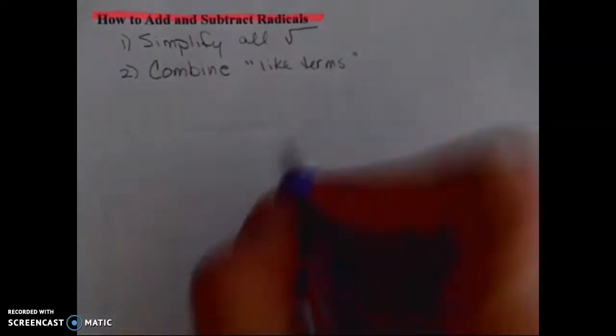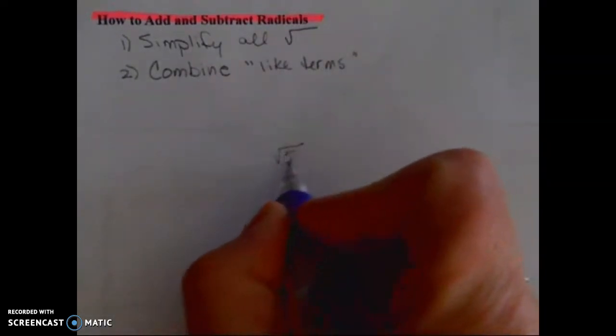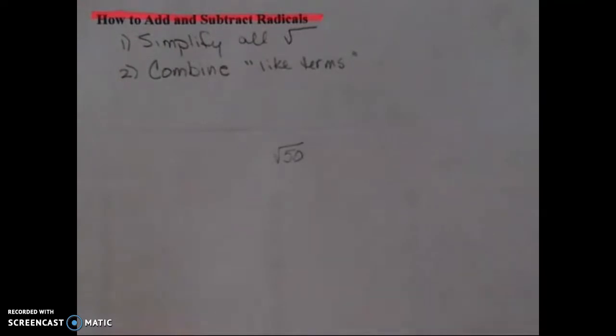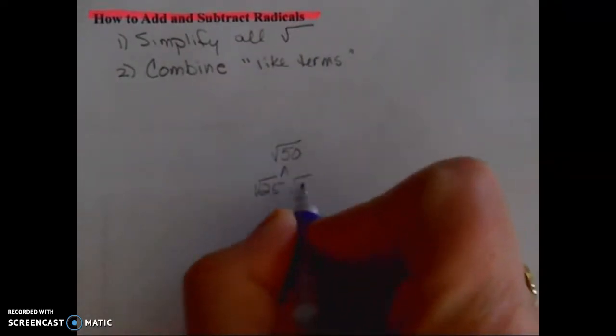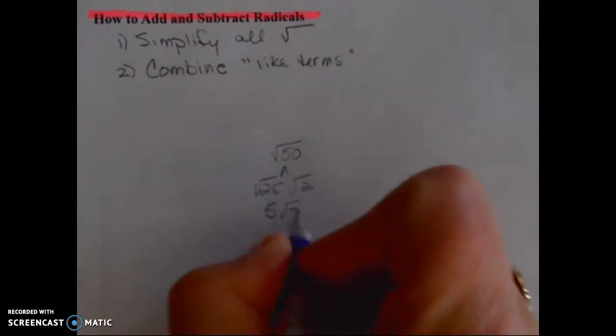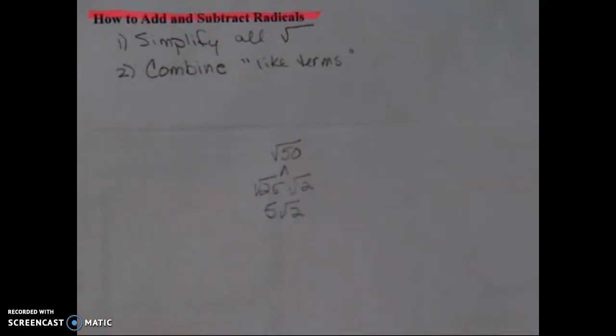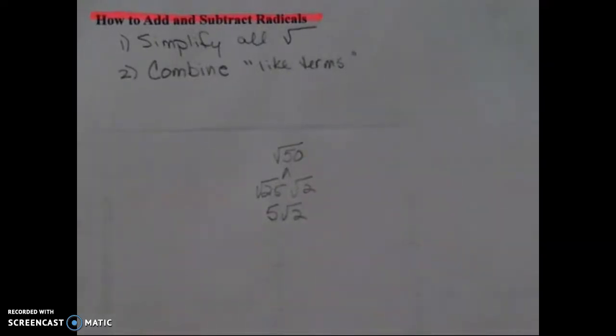For example, if I had something like the square root of 50, you would look at that and know that it's the square root of 25 times root 2, which gets me 5 root 2. If you don't know that, then you're in the wrong place and you need to go back and watch the other video on how to simplify radicals.